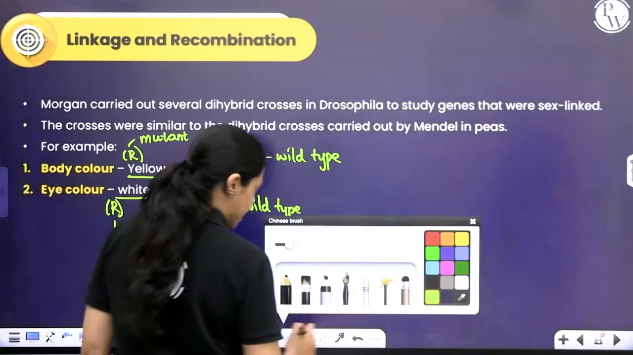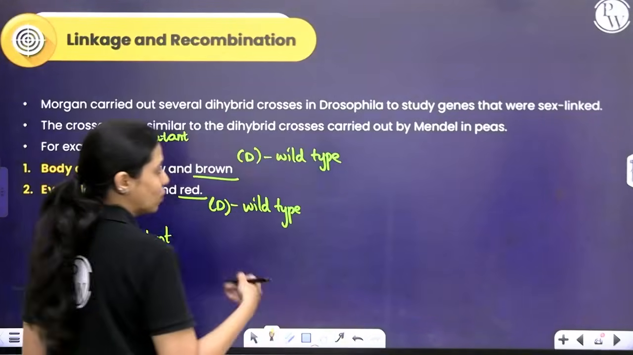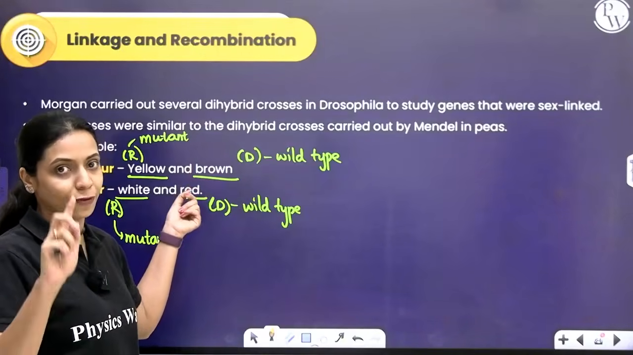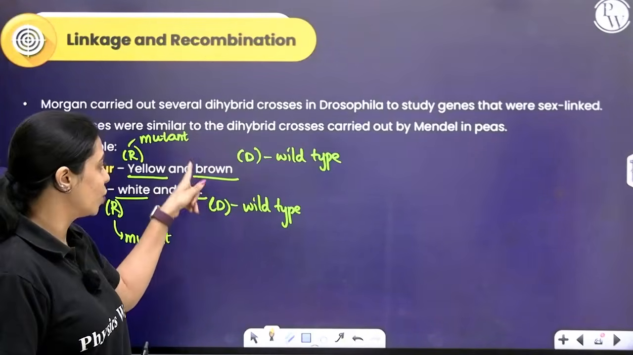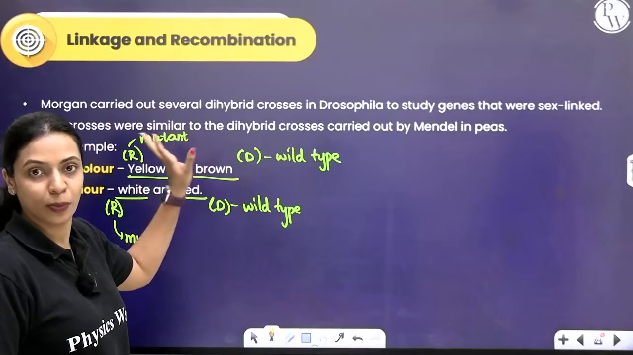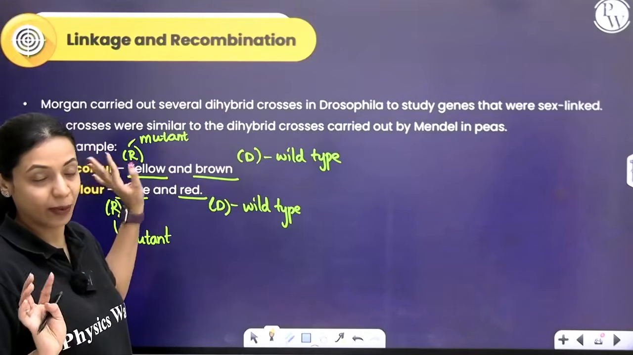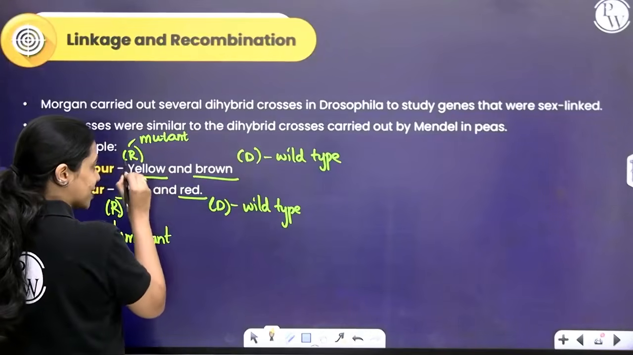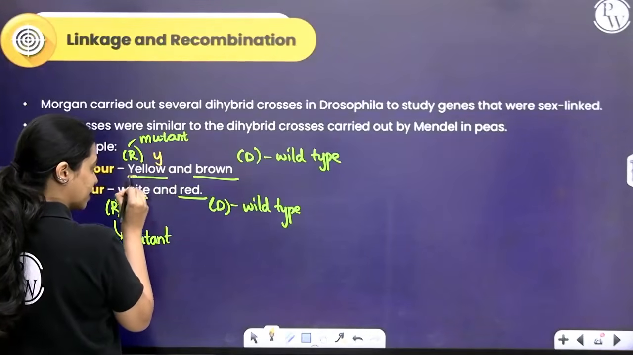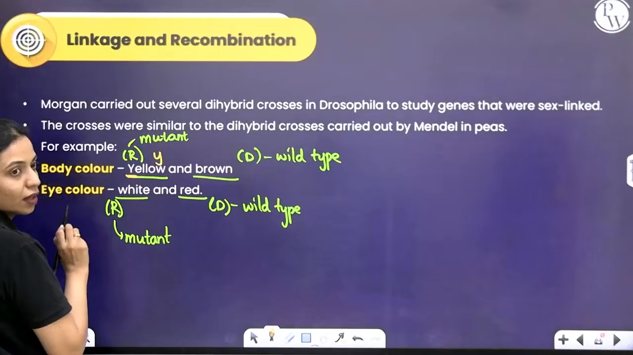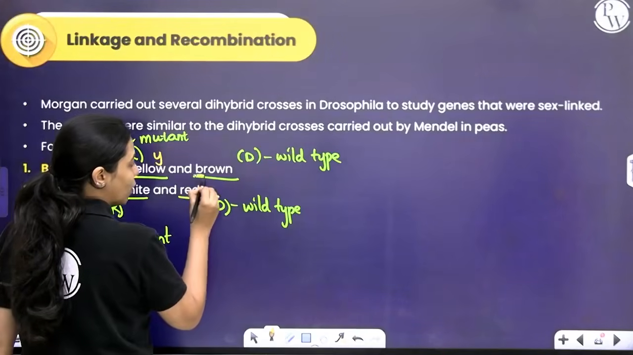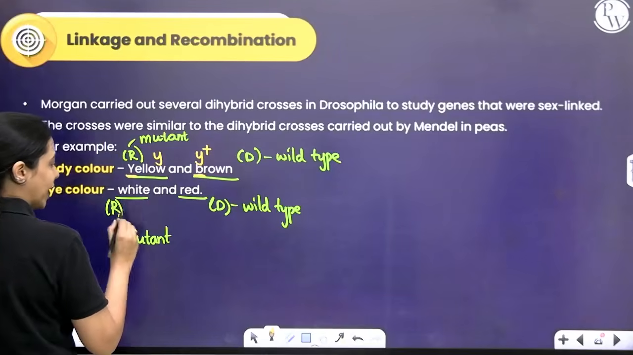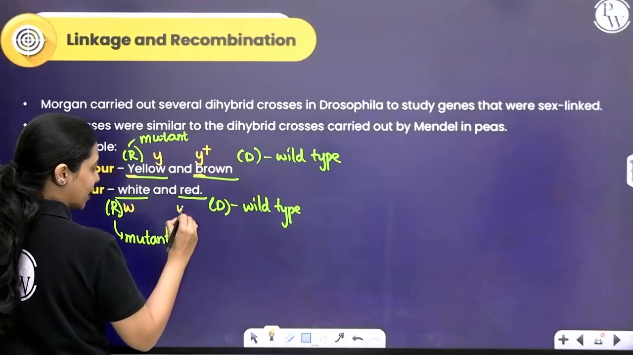While representing this in crosses, generally what would we do in Mendel's experiments? You would take whichever is dominant, use the first letter of that trait. You would have chosen brown to be capital B, yellow to be lowercase b, but that is not what he does here. Yellow is represented as y, lowercase y. We are taking the first letter of the recessive trait. For brown, you will write y with a superscript plus. White will be w, red will be w plus.